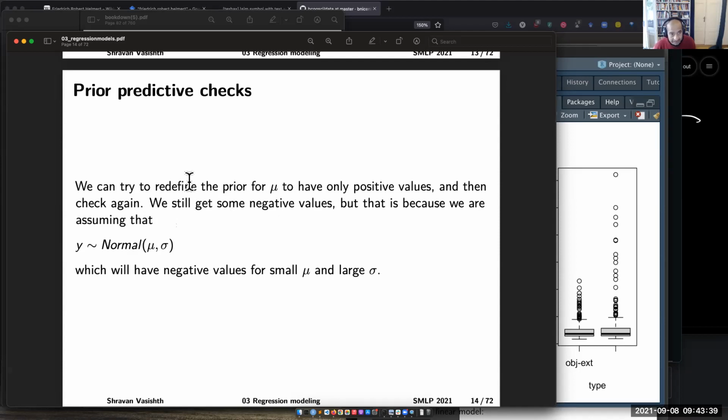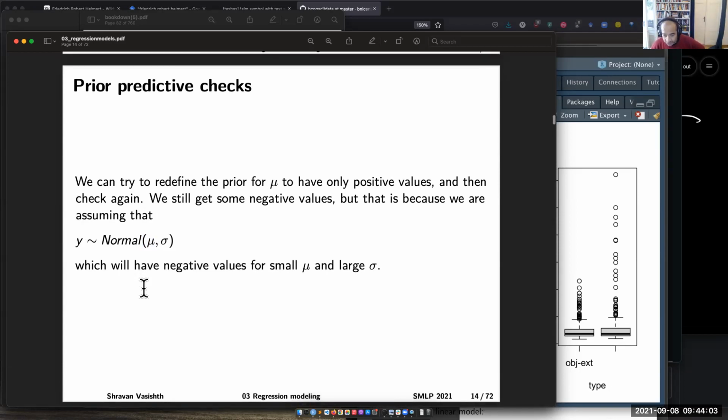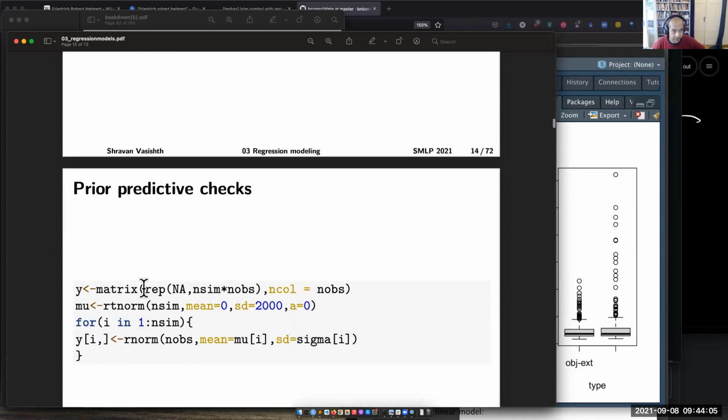The reason is, even if the prior on mu only allows positive values, sometimes this mu value will be small, let's say, 1 millisecond or something. That's still positive. But the standard deviation is still very large. That means, because this is the normal likelihood, it will still allow negative values. So you would still produce negative values. That's not going to be enough. We'll have to do something more, and I will show you what we will do.